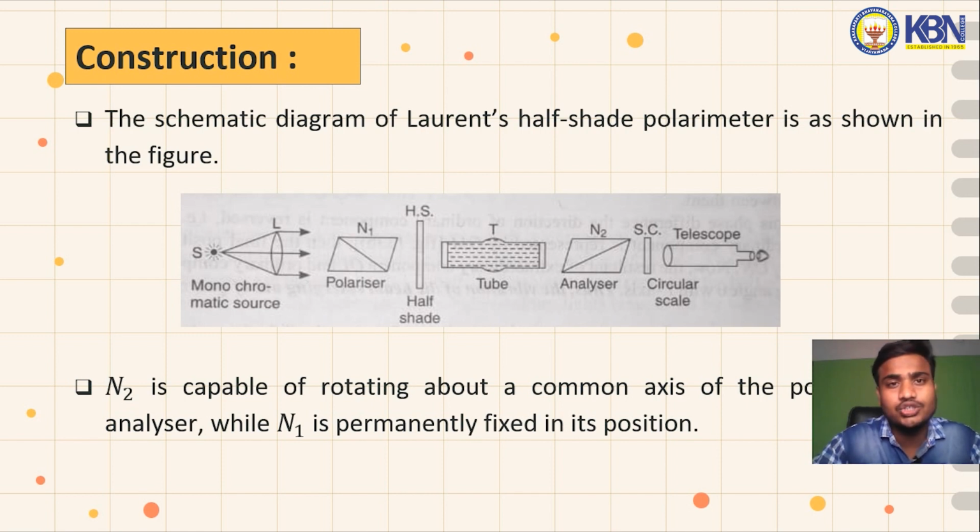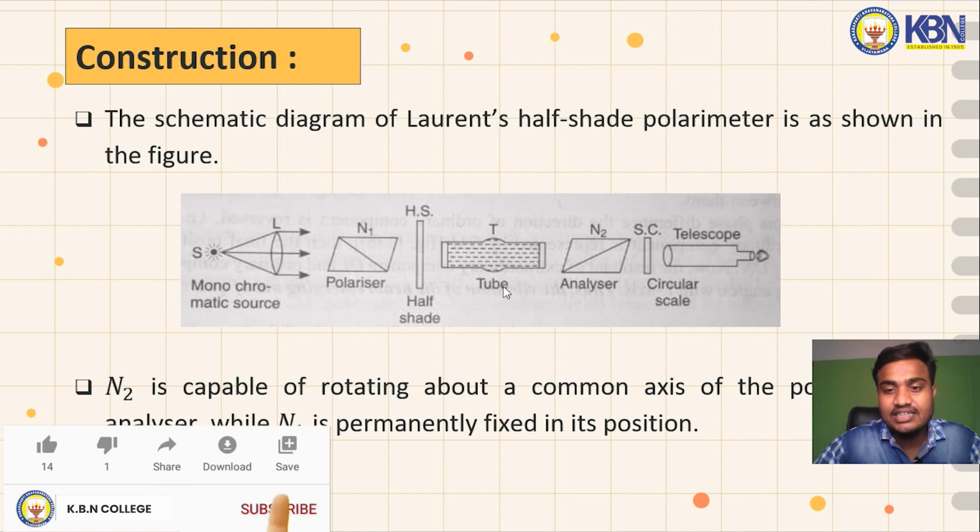Coming to the construction of a Lorentz half-shade polarimeter, the schematic diagram is shown in this diagram, where S is a monochromatic source of light which falls on a convex lens. After passing through the convex lens, the light rays become parallel. Here N1 and N2 are the two Nicol prisms, where N1 acts as the polarizer and N2 acts as the analyzer, HS is a half shade, T is the tube, SC is a graduated circular scale, and T is the telescope.